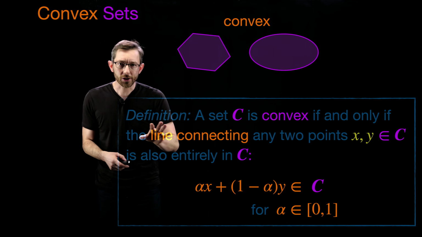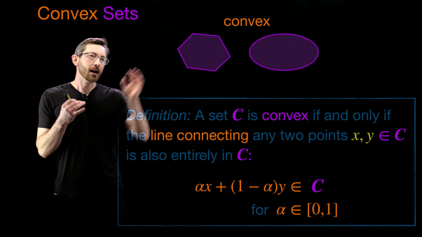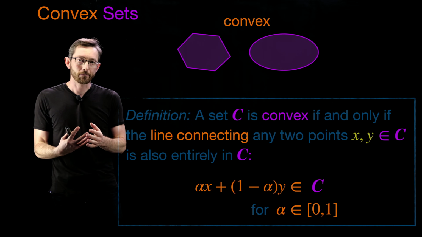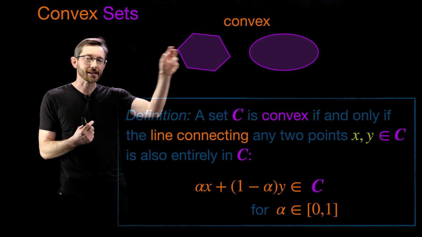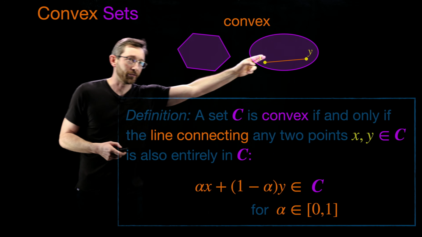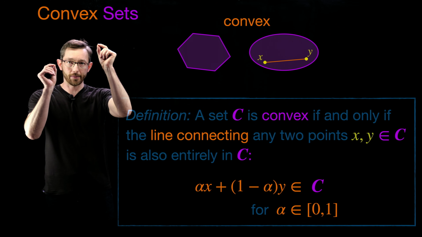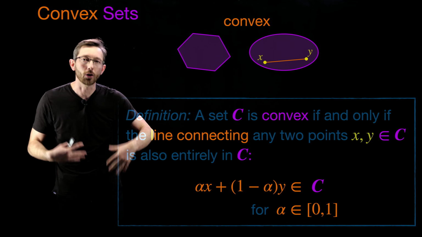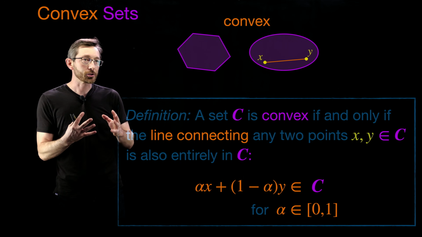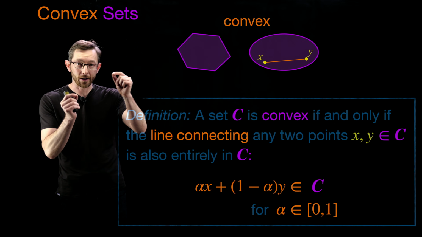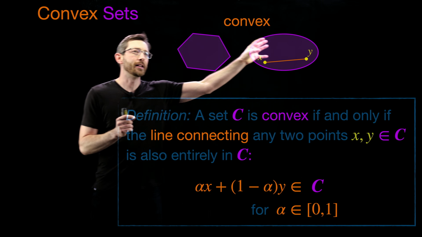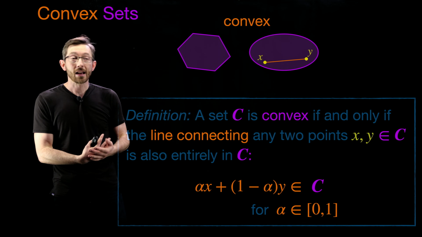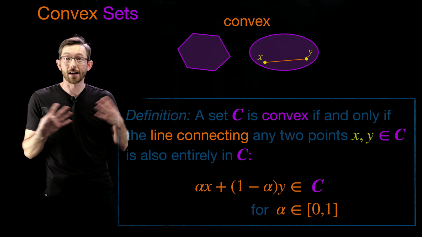The definition of a convex set is the following. A set C, like this hexagon or this oval, is convex if for every pair of points x and y inside of this set, the line segment connecting those two points is also in the set. If that's true for every pair of points, then we would say that set C is convex. If that's not true, then the set is not convex.